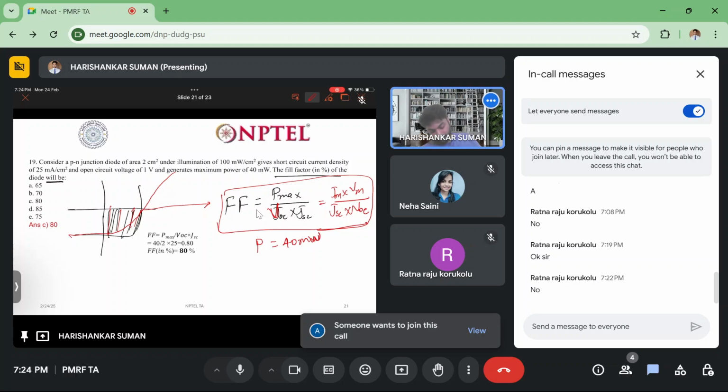and VOC is 1 volt and JSC 25 milliamp per centimeter square. So please calculate the fill factor.